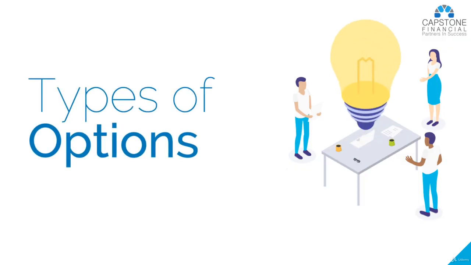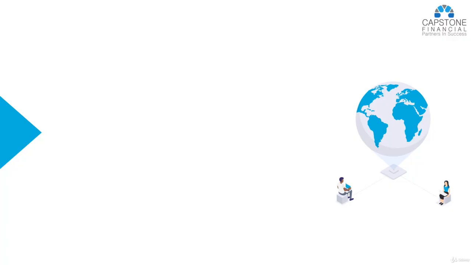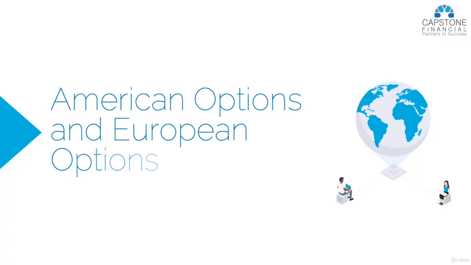Moving along. In this section, we're going to talk about the different types of options. We have American options and European options. Now, the difference is significant. However, it's not going to be something you need to think about or worry about, because what they mean and what could happen between them, depending on which one you're using, very, very rarely happens.